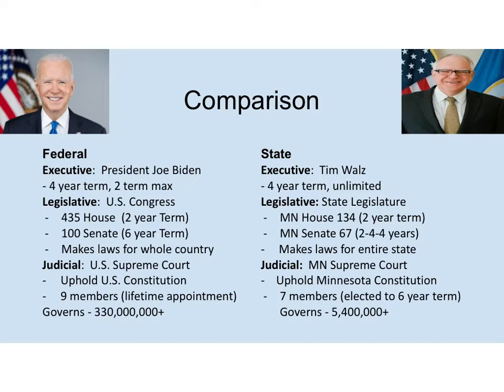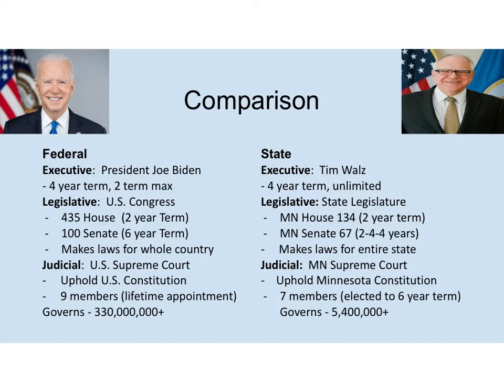On the federal side, at the executive level, we have the president, and in this case, President Joe Biden. The president serves a 4-year term, a maximum of 2 terms. For the legislative branch, the U.S. Congress leads the legislative branch. There are 435 voting House members with 2-year terms, 100 U.S. senators with 6-year terms, and they are responsible for making laws for the entire country.